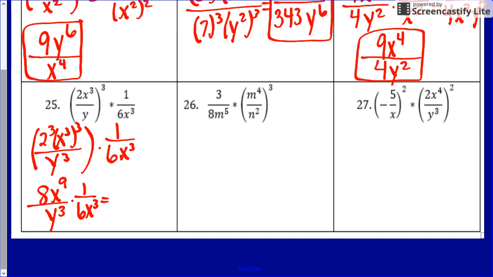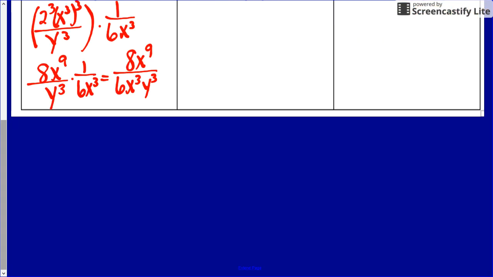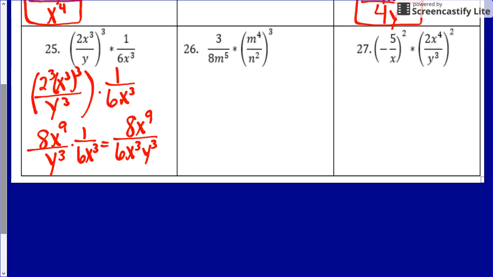Again, let's multiply straight across. 8x to the 9th times 1 is just 8x to the 9th. And then I've got 6x cubed times y cubed. Again, we typically write it in alphabetical order, so your x's are going to be written before your y's. But we've got x's on the top and x's on the bottom again. So we gotta take care of that. I've got 9 x's on top, 3 x's on bottom, so 9 minus 3 would give me 6 x's on top. The x's on the bottom are gone, but I still have y cubed down there.